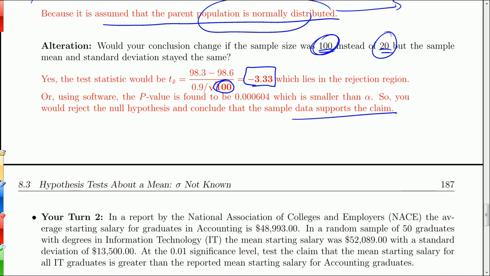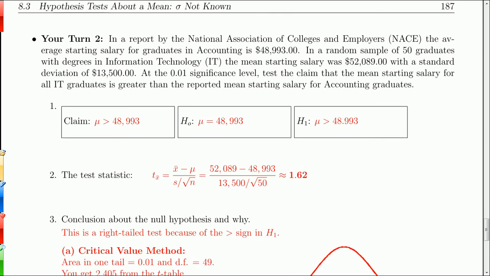All right, so second, your turn. A report by the National Association of Colleges and Employers: the average starting salary for graduates in accounting is $48,993. And a sample of 50 graduates from IT, the mean starting salary is $52,089, with a standard deviation of 13,500. At the 0.01 significance level, test the claim that the mean starting salary for all IT grads is greater than that reported mean for accounting grads.